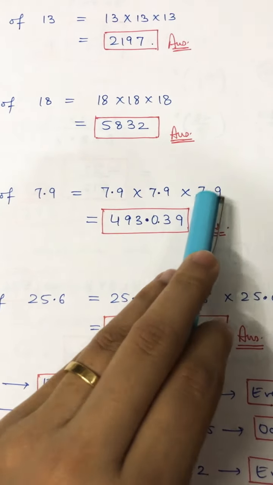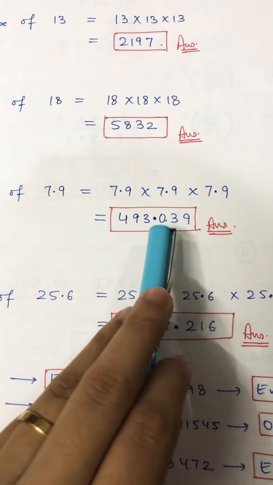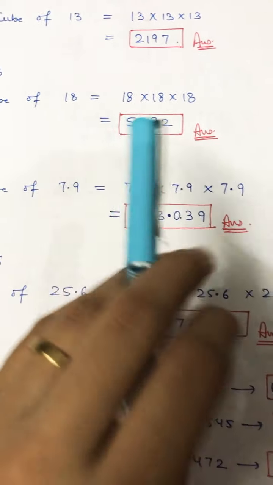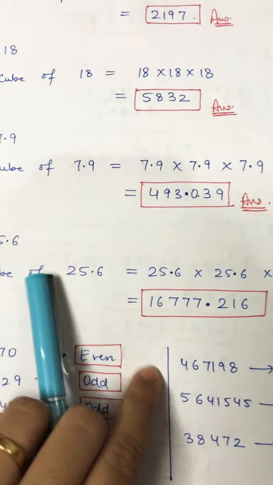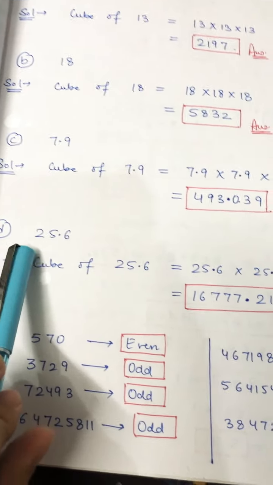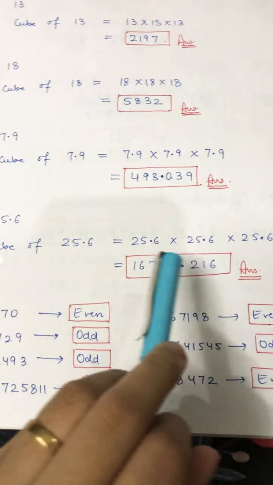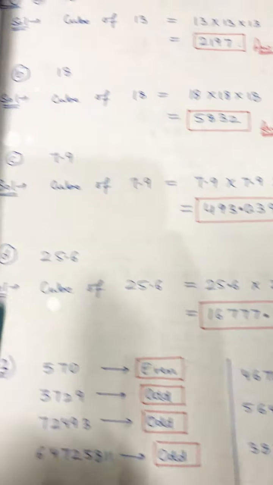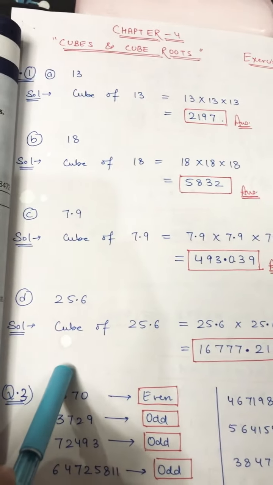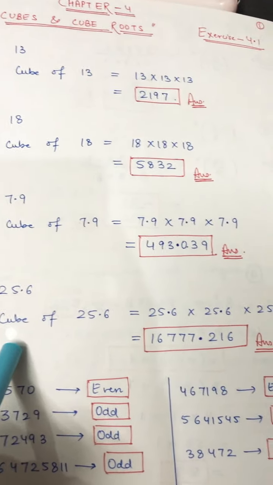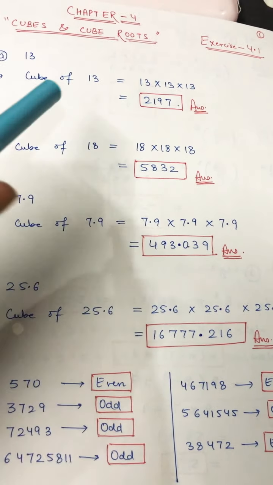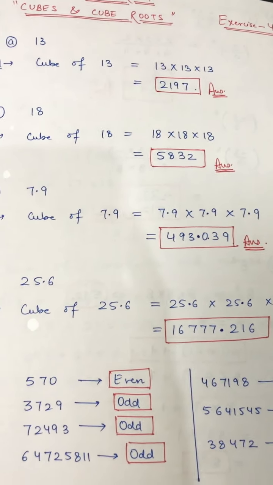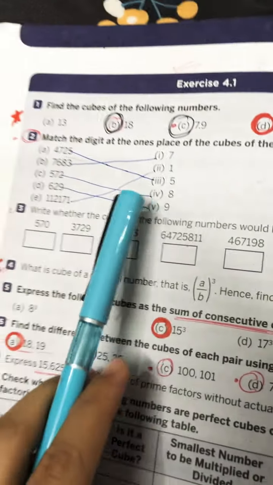If the question is based upon decimal, you have to place a decimal in your answer. If the question is without decimal, then no decimal will come in the answer. Part D is the same, you have to multiply 3 times and your answer will be there. So this is question number 1. To find the cubes, whatever number is given to you, you multiply that number 3 times. Now let's start question number 2.